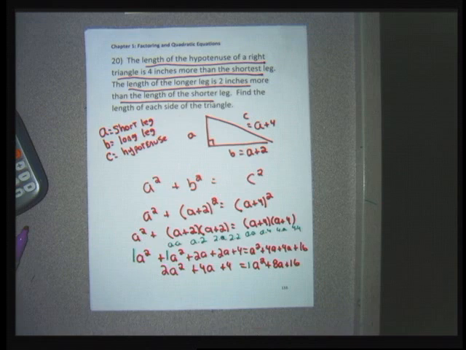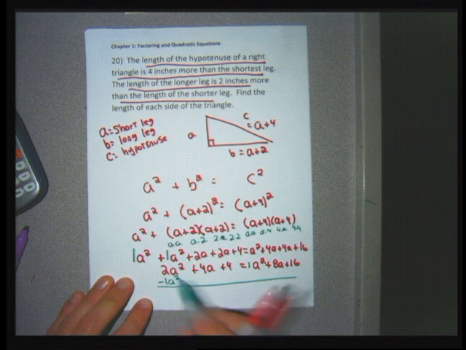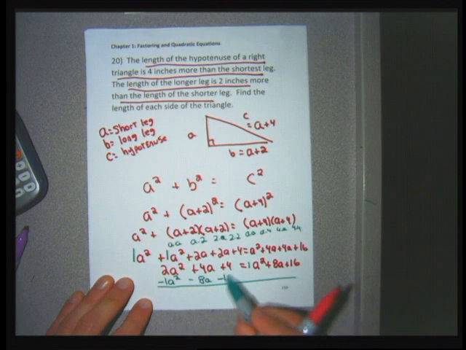I'm going to get this problem set equal to 0. And what I'm going to do is I'm going to minus 1A squared, minus 8A, and minus 16 from both sides.